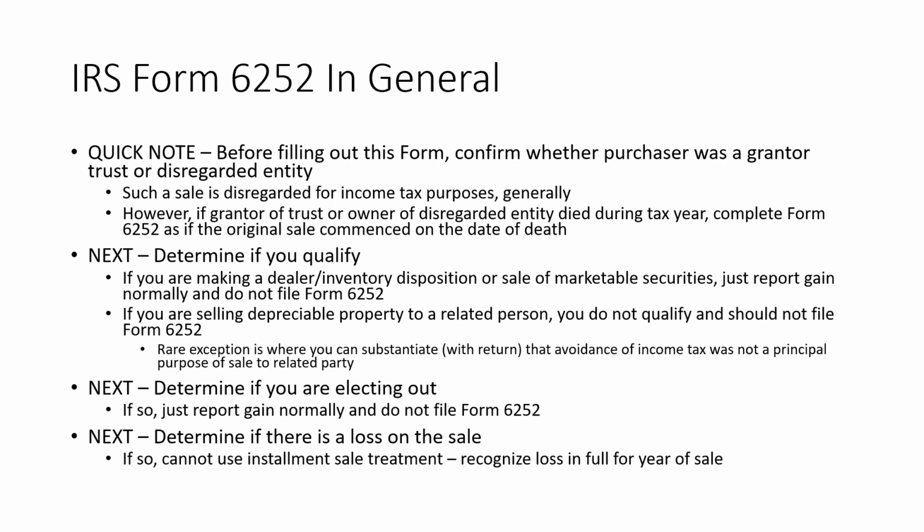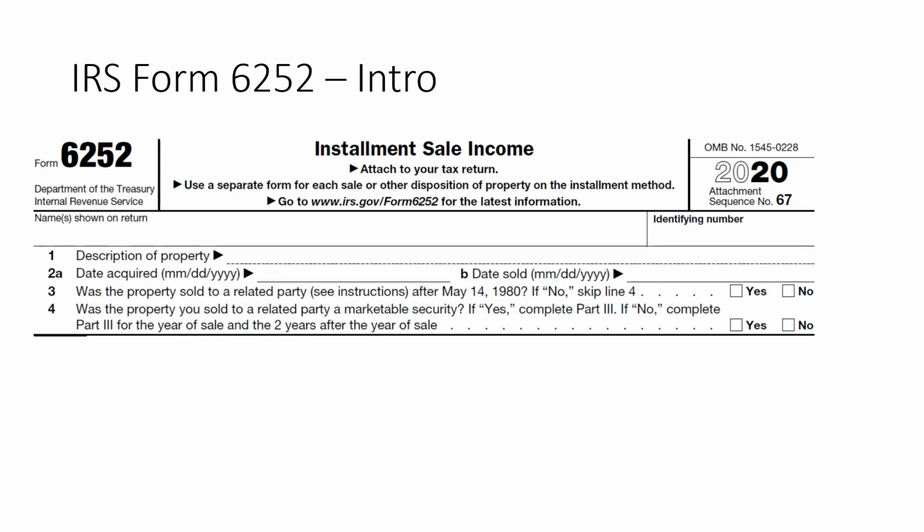Finally, if you're electing out, you're not going to file Form 6252. Electing out is if you choose not to use installment sale reporting of gain. In that case, you just report the gain normally as if you had sold the property in exchange for cash in the form of a promissory note. And then finally, determine if there's a loss on the sale. And if there is, you can't use installment sale treatment, and you must recognize the loss in full for the year of sale.